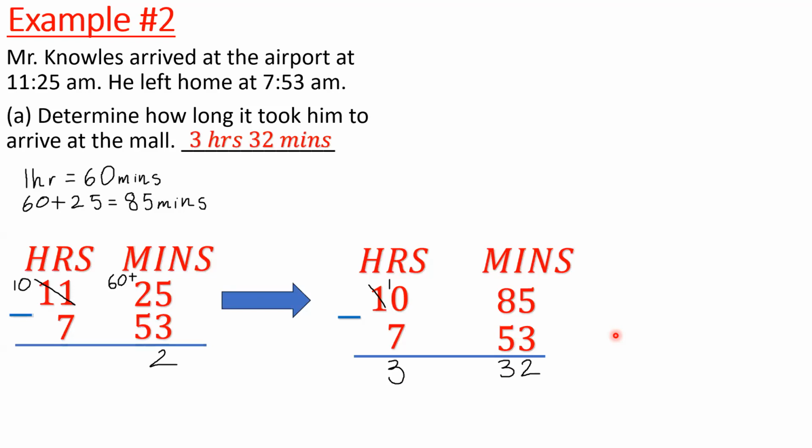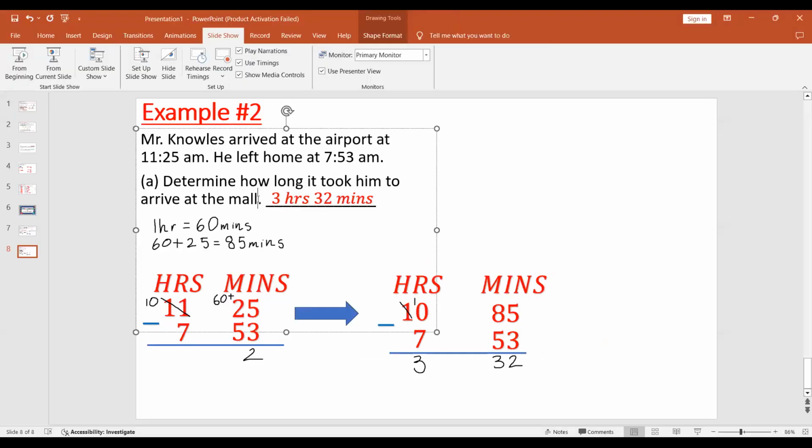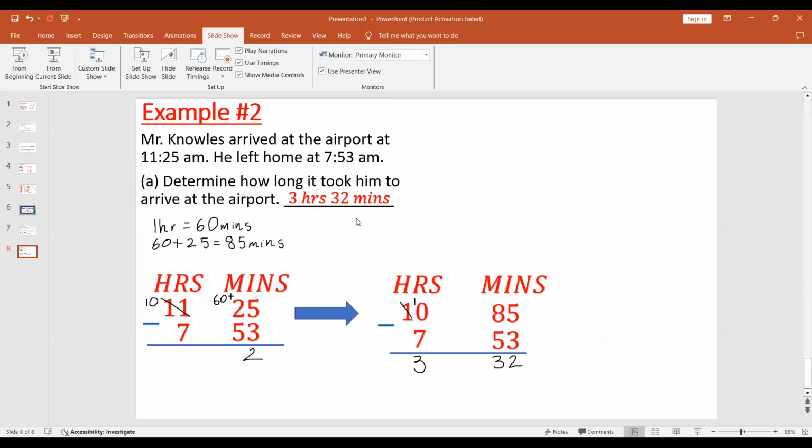Mr. Petit, go ahead, Amari. In the example, you have airport, but inside A, you have mall. So how long did it take to arrive at the airport? Please correct that. It's supposed to be airport. Okay, so let's begin.